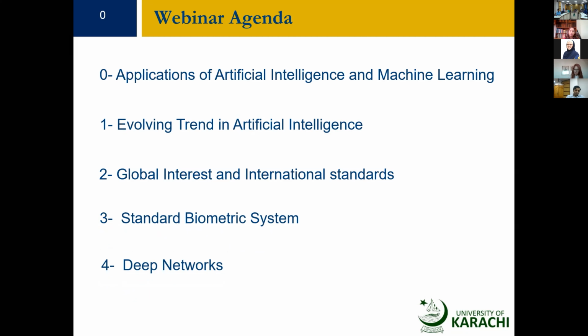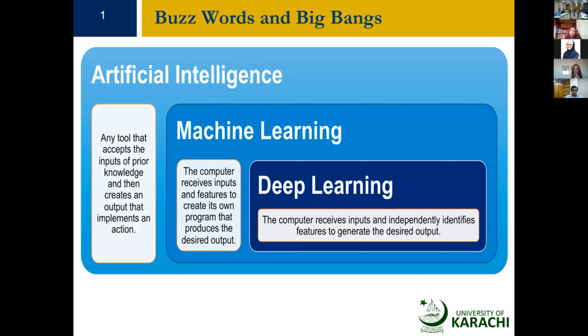But on top of that, I would like to discuss a few interesting applications of artificial intelligence and machine learning. And then I will end up at biometric systems. So these are a few buzzwords and big bangs, which all of us are hearing these days. Everybody wants to do artificial intelligence these days. Everybody is saying that I am a data scientist and I am doing machine learning. And everybody is literally crazy about deep learning. So it is very important to discriminate between these buzzwords and to know the big bangs.